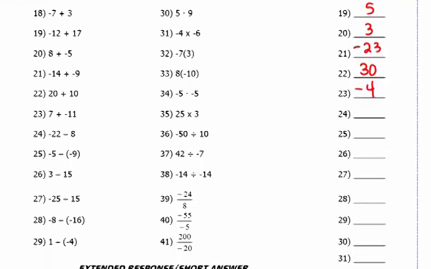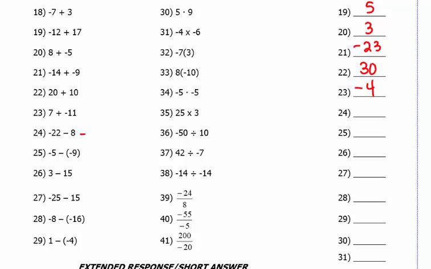24 is where we start talking about subtracting. This is where we can rewrite it as addition. So the first number stays the same, change it to addition. The second number gets flipped, so I have negative 22 plus negative 8. Now the signs are the same, I add them together, that's 30, and it stays negative because they're both negative.